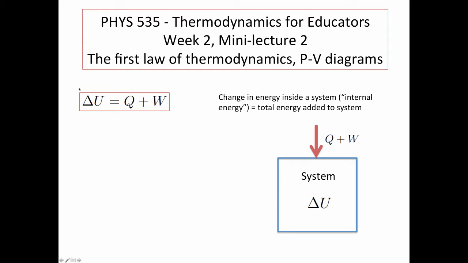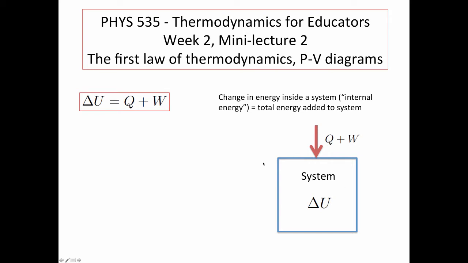So let's start with the all-important first law of thermodynamics, which is summarised in an equation that looks like this. The change in internal energy, the energy inside a system, is equal to the total energy added to the system. This is, in essence, the conservation of energy. So we have a system here, its total internal energy changes by amount delta U, and that is equal to the amount of heat that is transferred to the system and the amount of work that is done on the system.